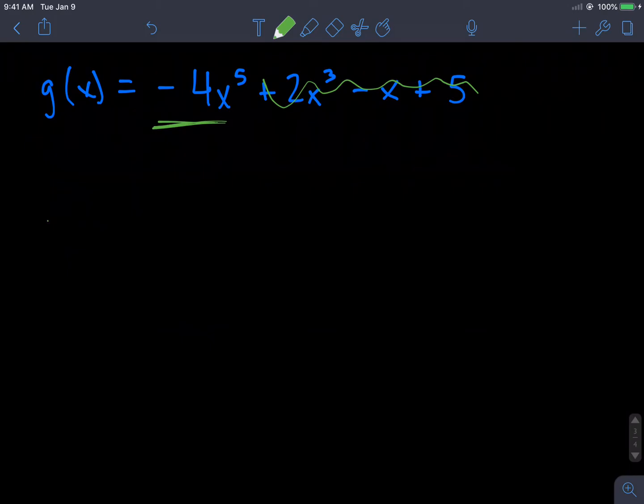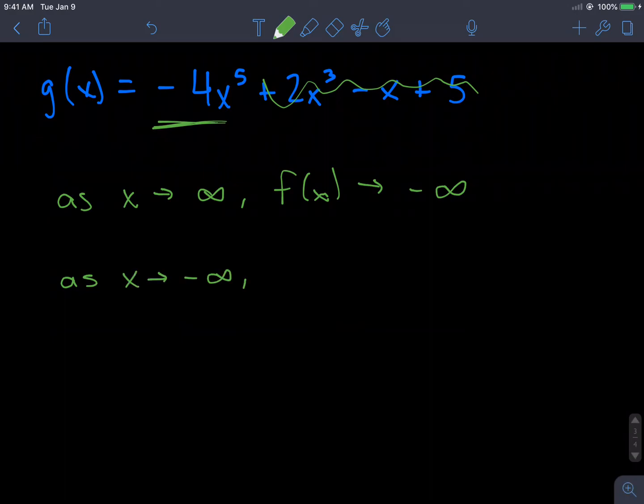So as x goes towards infinity, so as we plug in positive numbers, what are we getting out? So x to the fifth, if we plug in positives, is going to come out positive, but that negative coefficient is going to make those negatives. So if we plug in positives to that term, we get out negatives, so our end behavior is to negative infinity.